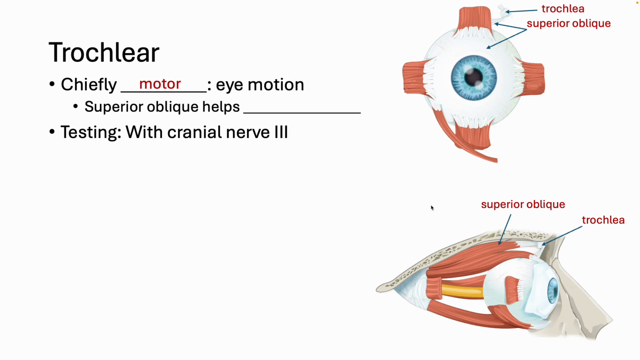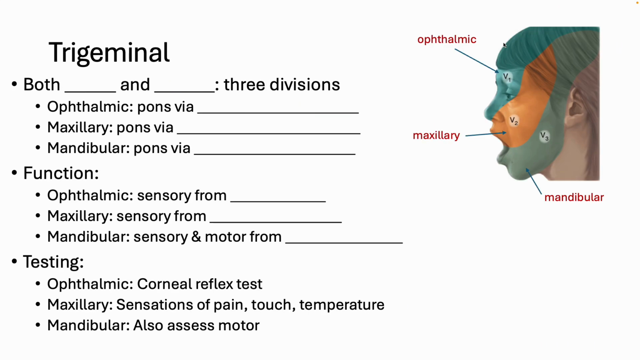It is also going to play a role in eye motion. It is going to connect to the superior oblique, which helps to direct the eyeball. So you can see the superior oblique muscle connecting through here on the brain. So it's going to be contralateral, meaning it's going to direct the opposite side.